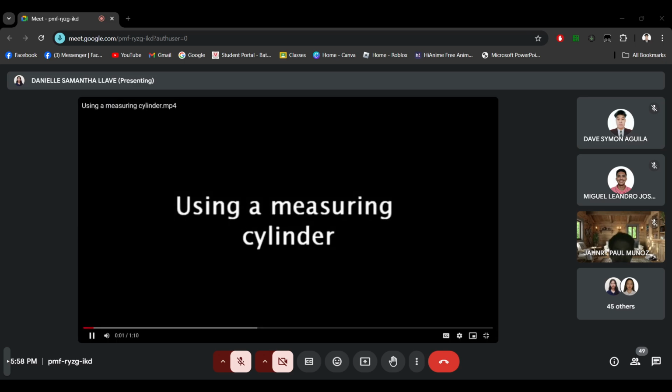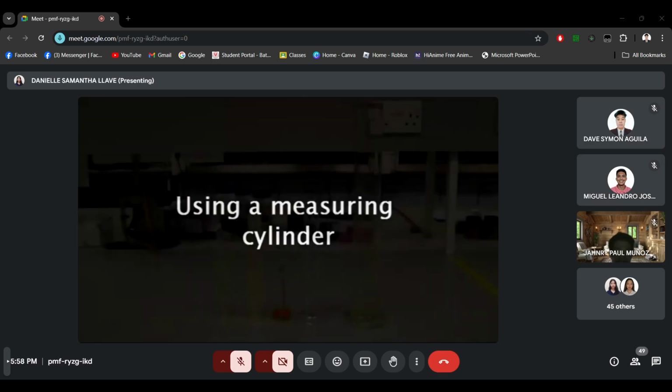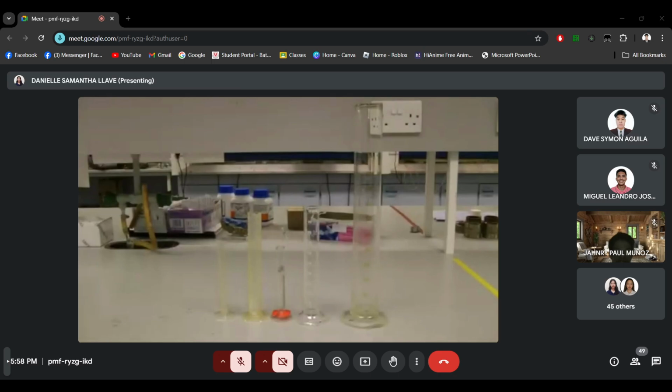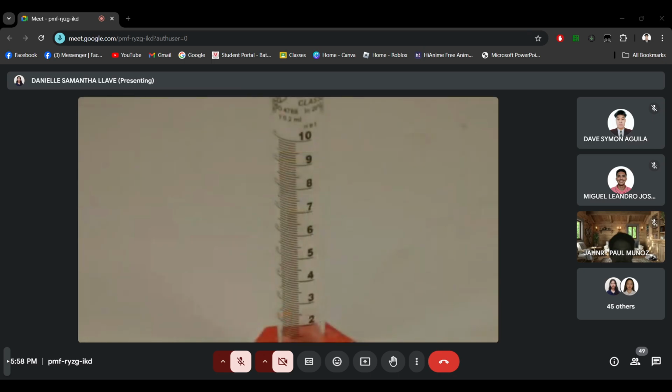Measuring cylinders are used to measure volumes of liquids relatively accurately. They come in a range of different sizes and types, and it is important to choose the correct size for your purpose to ensure the most accurate measurement. The volume of a measuring cylinder is marked with graduations.